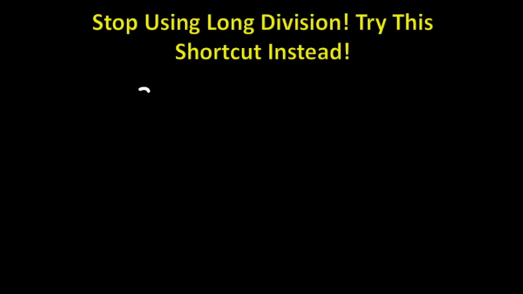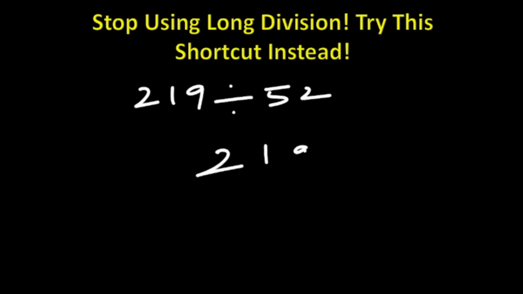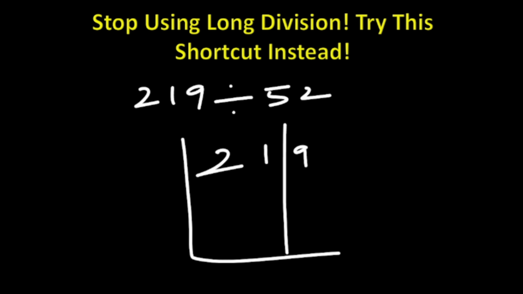Let's divide 219 by the number 52. So we write 219 and then we draw the lines like this. We are dividing by 52. So 5 fours are 20, 21 minus 20, 1 is a remainder, 1 is carried over here.